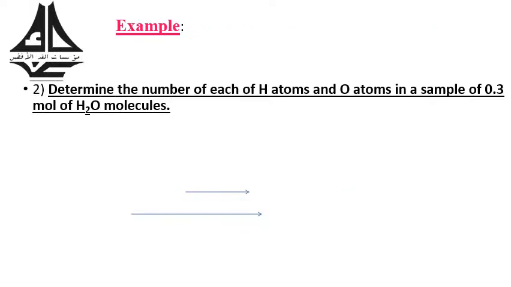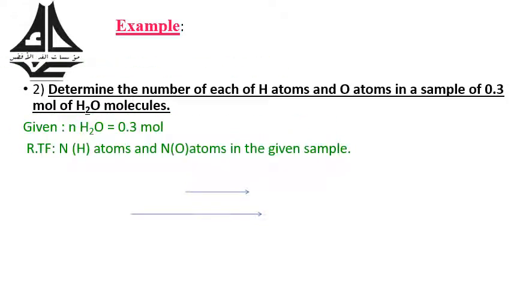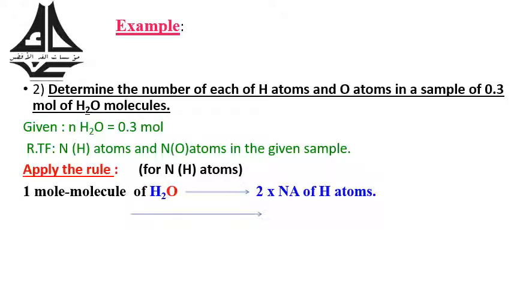Example 2. Determine the number of each of H atoms and O atoms in a sample of 0.3 mole of H2O molecule. So we are given here the number of mole of water molecule, which is 0.3 mole. It's required to find the number of each of H atom and O atom, so capital N of H and capital N of O atoms in the given sample, 0.3 mole. Applying the rule for number of H atom in the given sample at first, we may write 1 mole molecule of water contains 2 times Na of H atom.